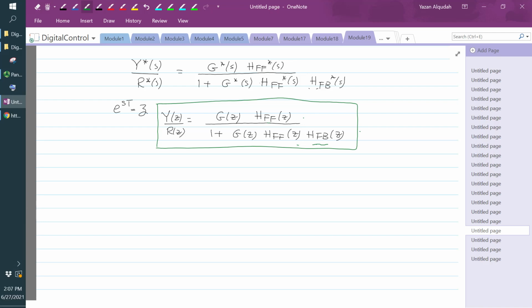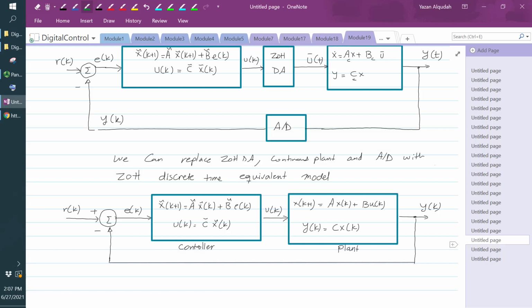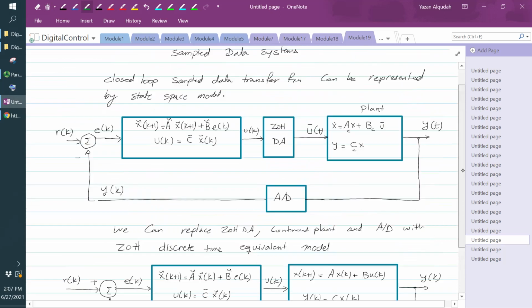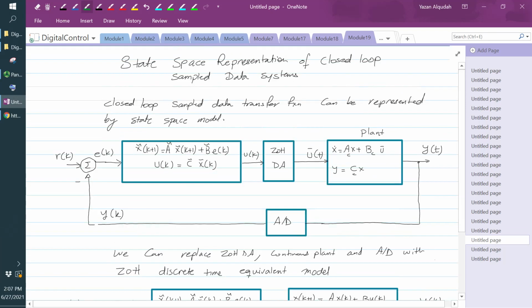Okay. The last thing we're going to look at is how do we get the state space representation of a closed loop sampled data system. So let's say that we have a closed loop sampled data system. The input is discrete, so I have E of k, we have Y of k, the output is continuous. I converted it using an analog to digital converter.